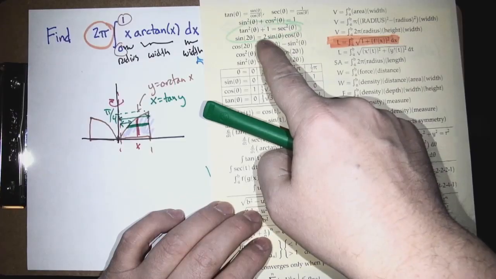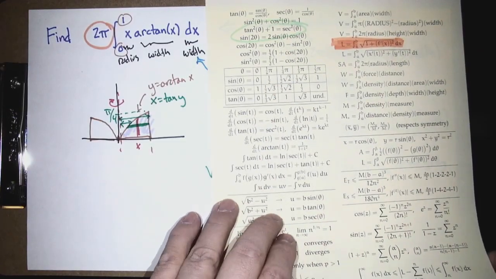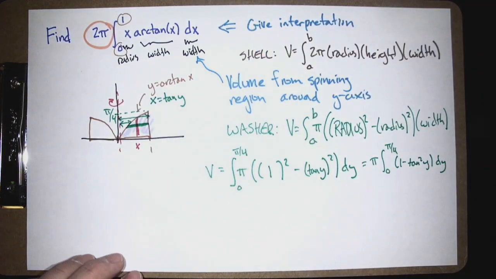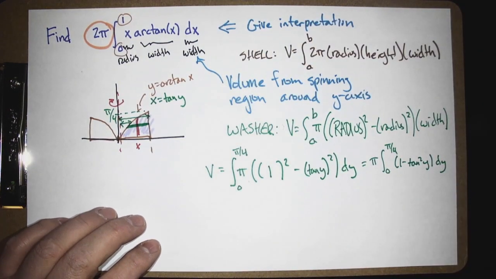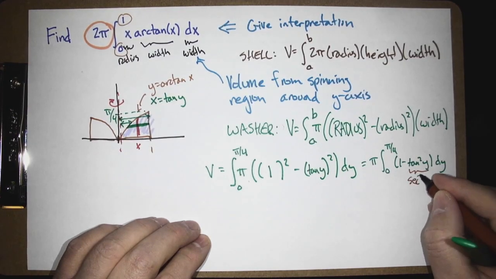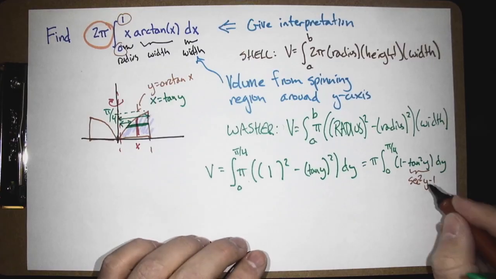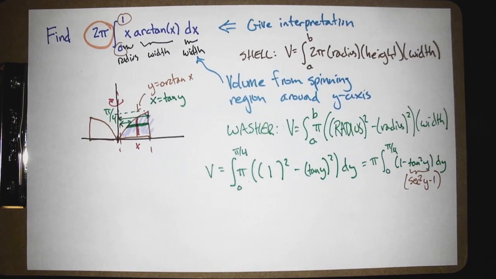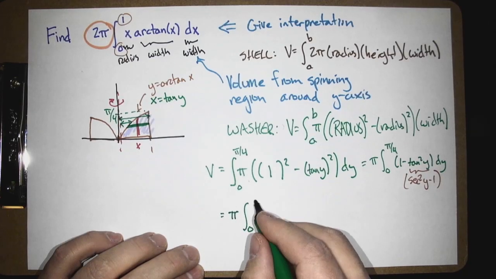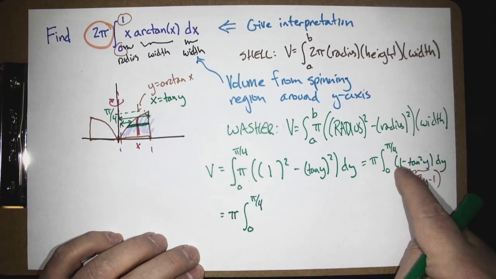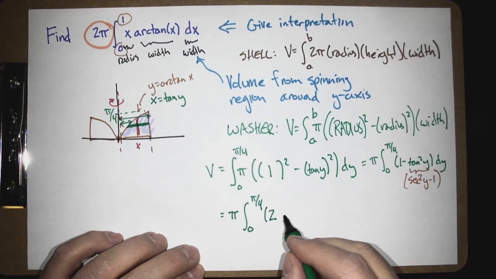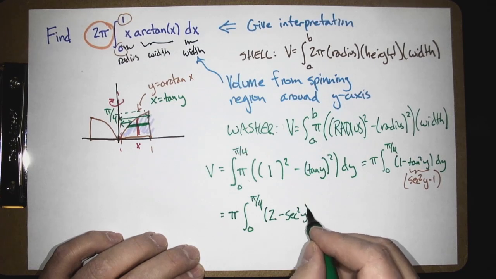So what is tangent squared? Secant squared, move the 1 across, secant squared minus 1. So if we replace this tangent squared by a secant squared minus 1, and we carefully keep track of our signs, we get that this is the same as pi, integral 0 to pi over 4, 1 subtract minus 1, 2, and minus secant squared y.